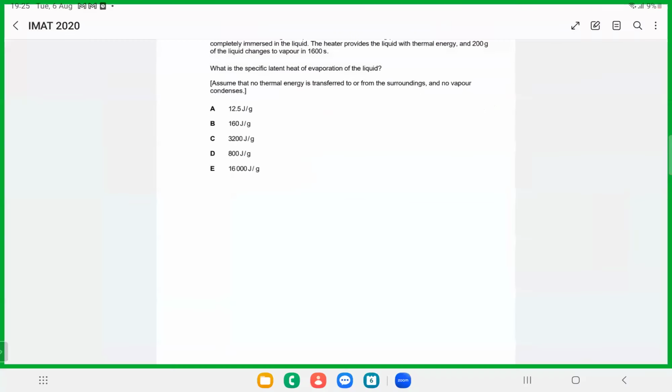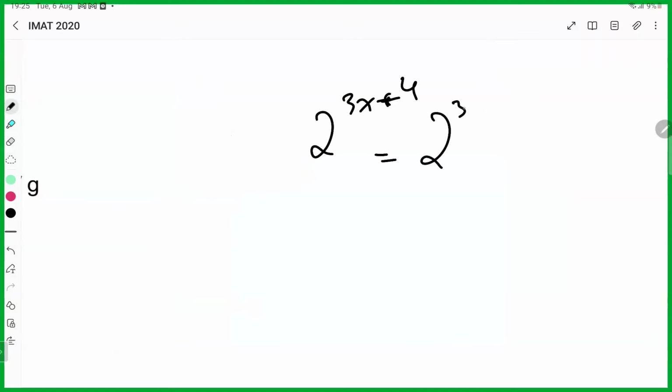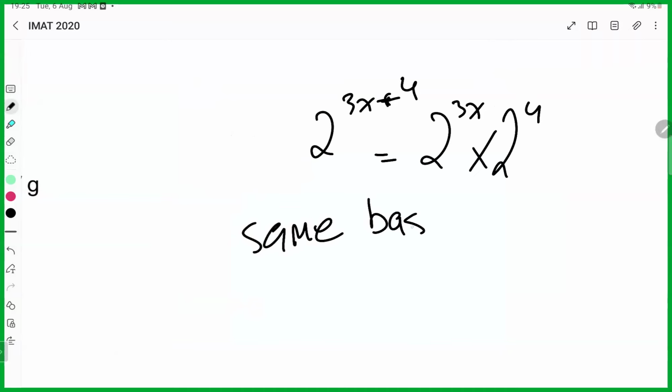So the base is the same. Okay. Look, Sayed. If you have two, okay, let me just edit. So if you have a 2 power 3x plus 4, it is the same as 2 power 3x times 2 power 4. Because when we have the same base and they are multiplied, we add the powers.